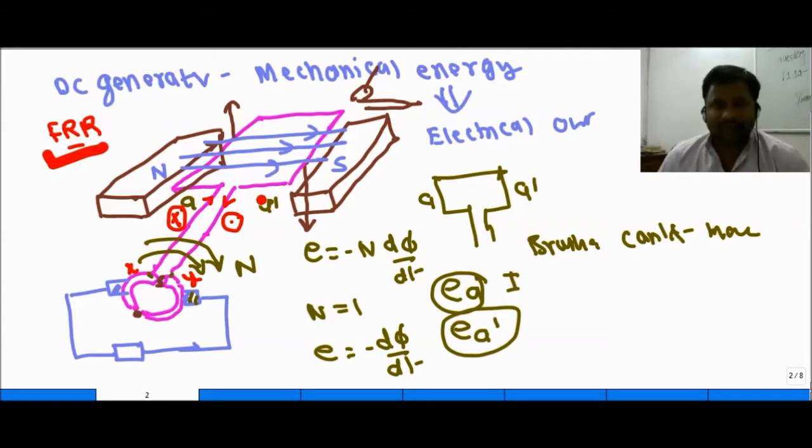During the positive half cycle, A has a cross, so the current is entering the conductor A, and A dash has a dot, so the current is leaving conductor A dash. It moves towards the commutator segment with the mica insulation, then goes to the brushes and to the load.